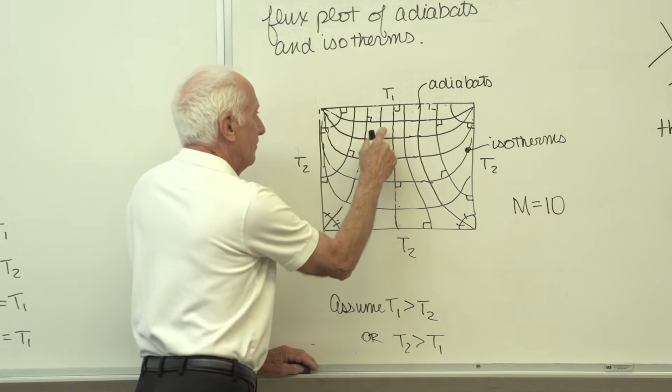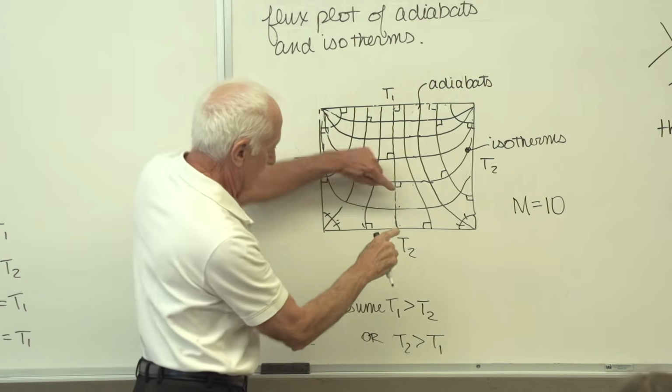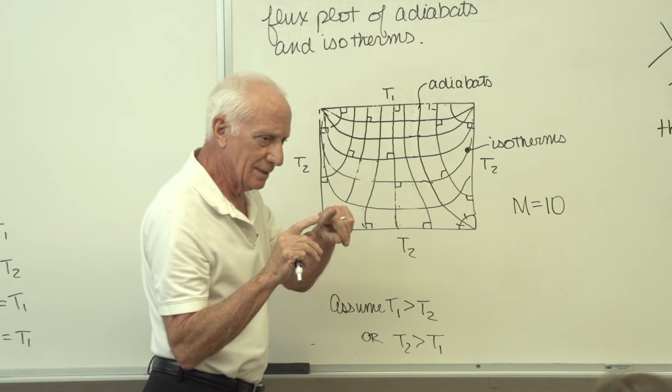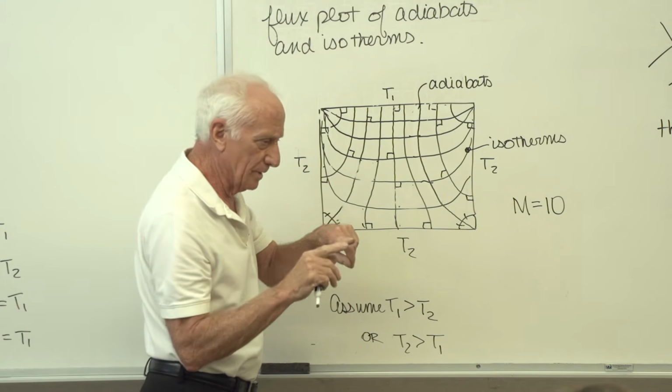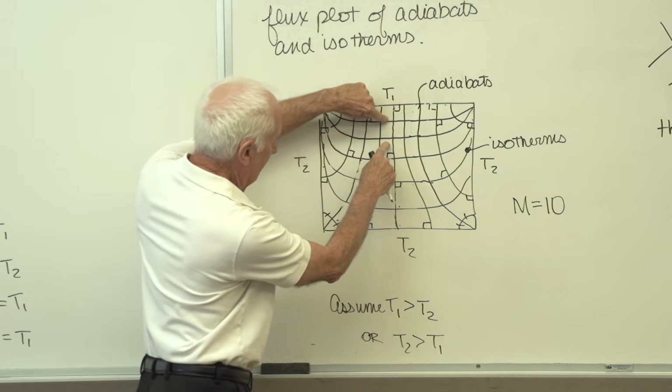1, 2, 3, 4, 5, 6. 6 increments, equal temperature increments. Don't say lines. Don't count lines. Count increments. 1 increment, 2, 3, 4, 5, 6.